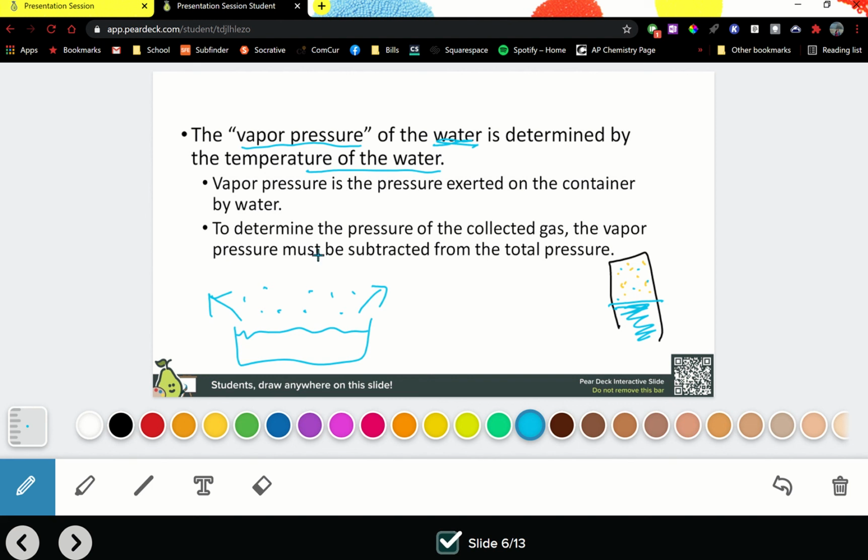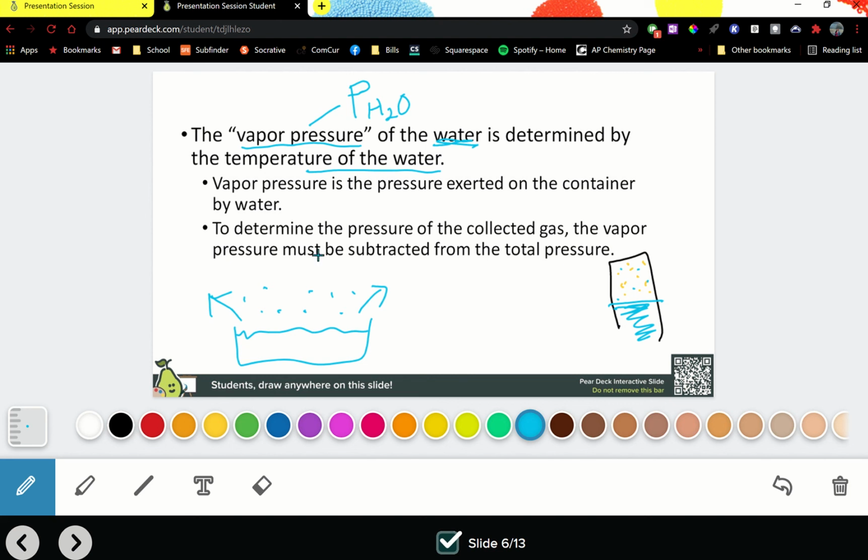Okay, vapor pressure is the pressure exerted on the container by the water. That's where we get that term. So another way we can imagine it is P of water. That partial pressure of the water is also known as the vapor pressure. So if we want to only know what's going on with our collected gas from our experiment, we would need to get rid of the water pressure, right?